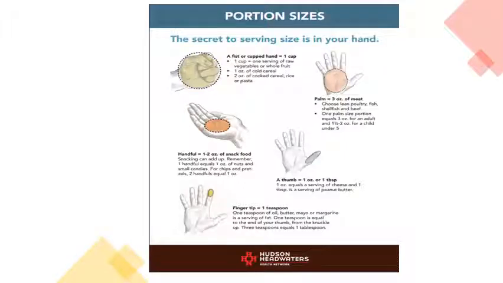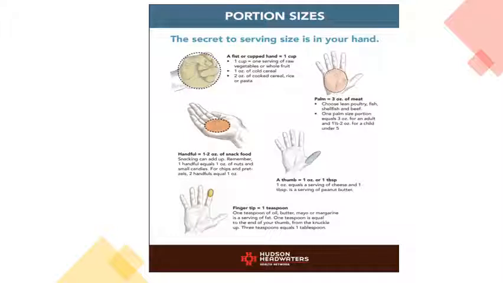So this handout is meant to be helpful if you're using your hand for portion sizes. So for example, the fist here would be about a cup. So a cup would be equivalent to a serving of raw vegetables or whole fruit, an ounce of cold cereal, or 2 ounces of cooked cereal, rice, or pasta. The palm of your hand would be about 3 ounces of a protein, so like a piece of meat, for example. Your handful, or like your cupped hand, would be 1 to 2 ounces of a snack food.